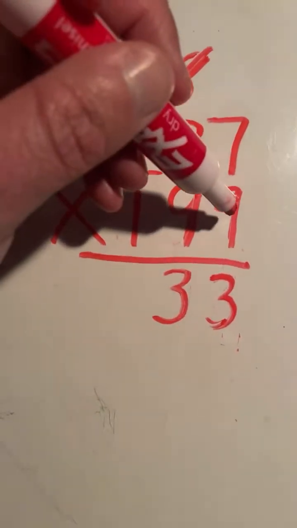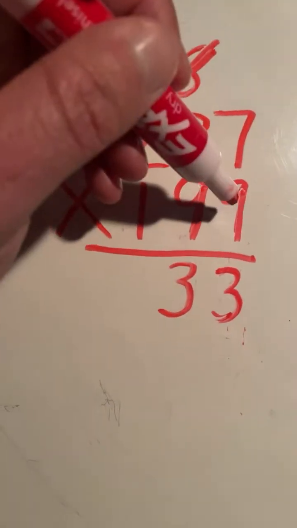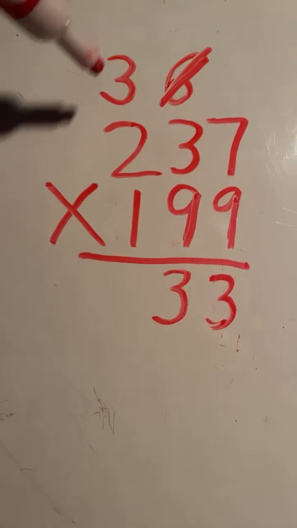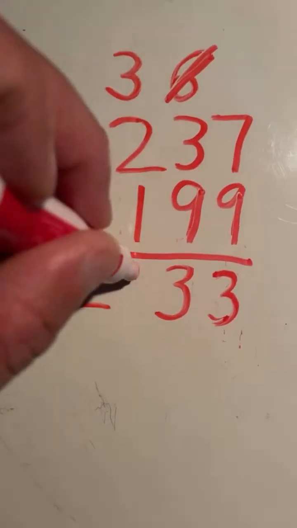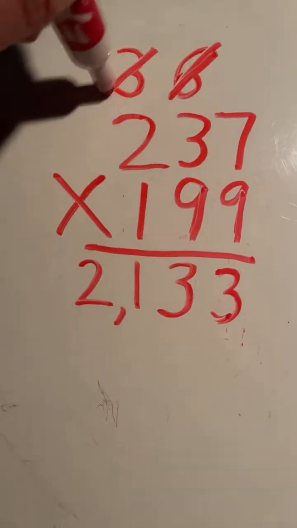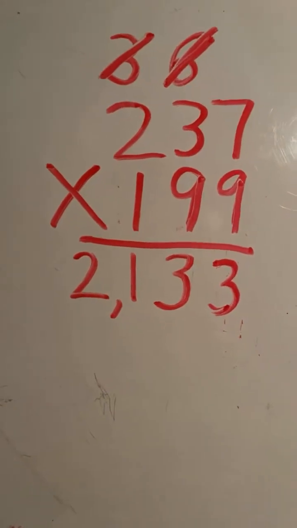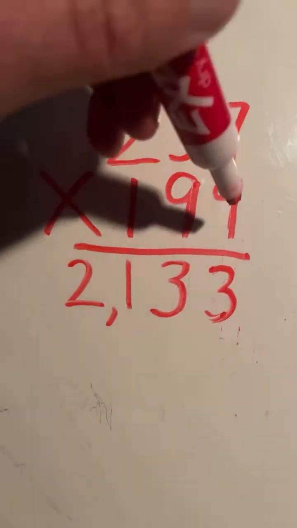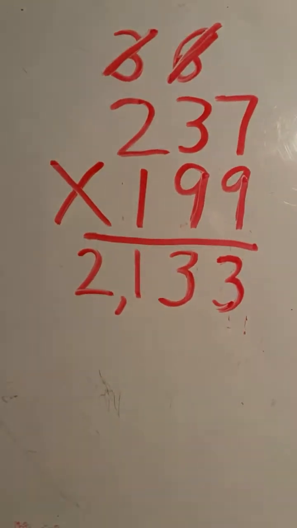So 2 times 9, we multiply that next. 2 times 9 equals 18. 18 plus 3 equals 21. So we have now multiplied the top 3 numbers times the bottom number in the ones place.